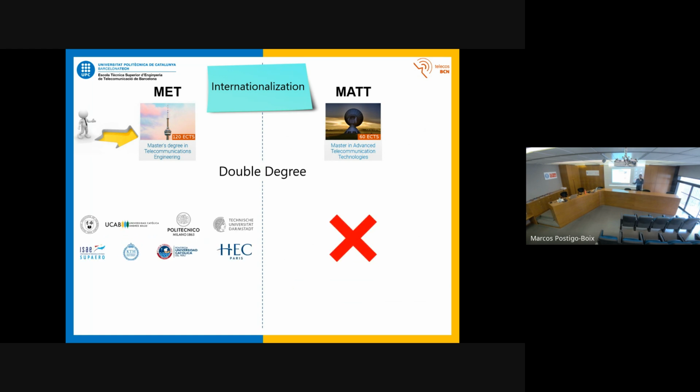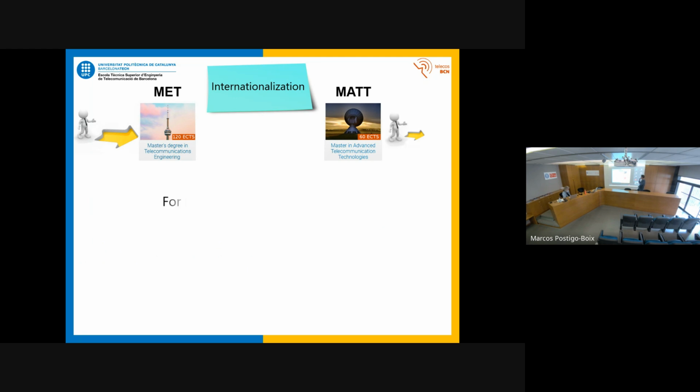Also, you have the option of doing double degrees, and this option is only possible with the Master MET. The Master MET offers the option of doing a double degree with a foreign university where, in the second year, you go to this university to follow the courses that are in the agreement. Finally, you get both degrees, the degree in MET and the degree in the foreign university. This is not possible in the Master MAT.